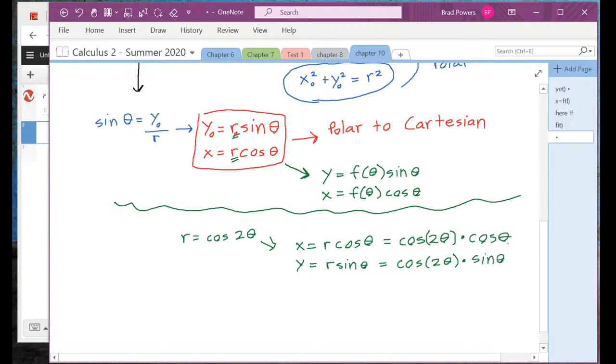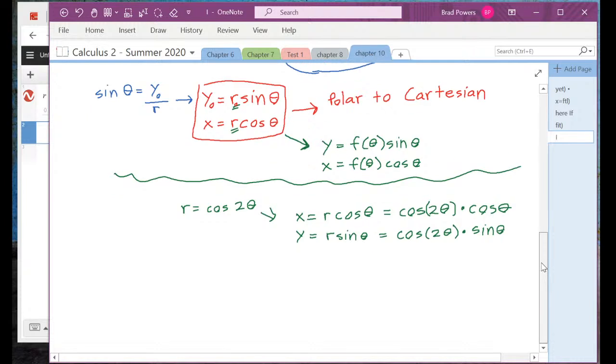And now I have x and y in parametric form. Now I could use all the formulas we have up to this point as they are. All the ones for parametric equations will work because this is a parametric equation. So you don't have to learn a whole lot of new stuff if you don't want to.